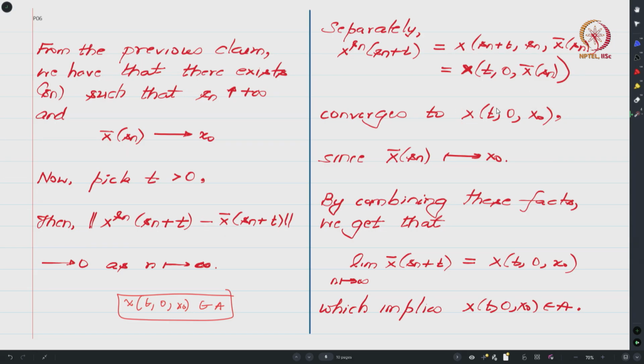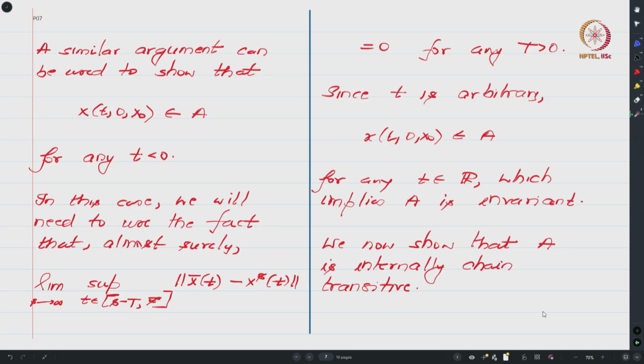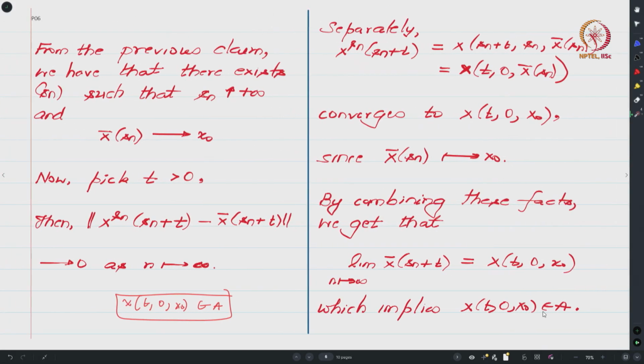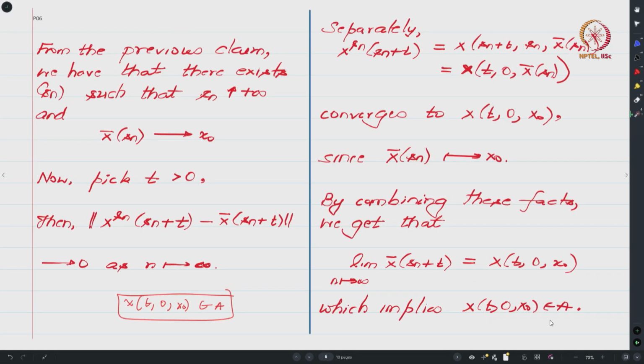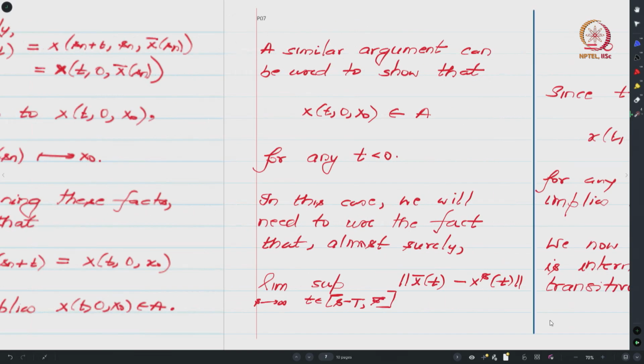Now, because this is the limit of a subsequence generated by your linearly interpolated trajectory, one can conclude that this limit actually lies in A, and since this limit is equal to this, it allows us to conclude that this expression is also in A, right. And since this t was arbitrary, one can conclude that for any positive time t, this actually lies in A, and hence we have now managed to show that A is positively invariant, right.